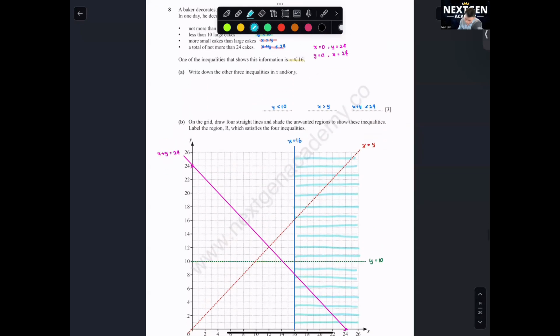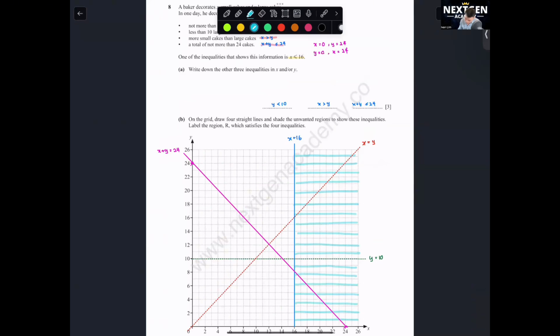Next one, we want y less than 10. So we don't want y more than 10. This will be the second one. Okay, this part here actually doesn't need to be shaded, it's already shaded, but I just show you all. Okay, next one. This one we have to be careful.